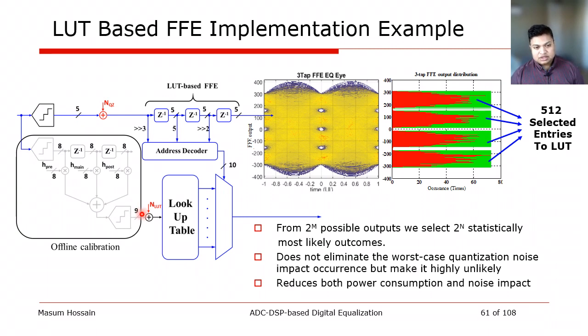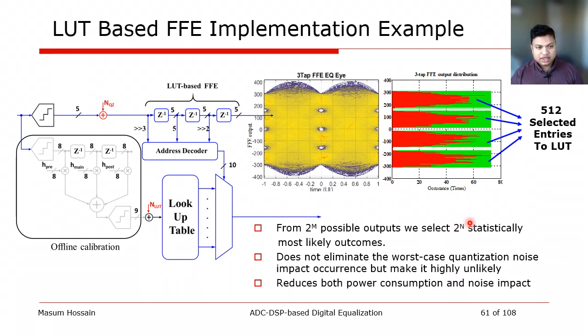Now this should not be violating the basic understanding of our ADCs. It's not that we are effectively bypassing the resolution requirement. What this basically means is that, statistically speaking, if we have 2 to the m number of possible outputs, we are selecting a subset of 2 to the n.